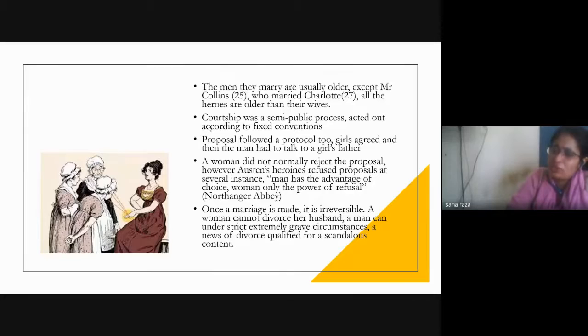Courtship was a semi-public process acted out according to fixed conventions. Like I said before, there was a convention: they had to meet at the ball, and then they were supposed to be formally introduced to each other, and then the flirtation began. Proposal followed a protocol too. Girls agreed, and then the man had to talk to a girl's father. A woman did not normally reject the proposal. However, Austen's heroines refused proposals at several instances. Man has the advantage of choice and women only the power of refusal, so they made use of this.